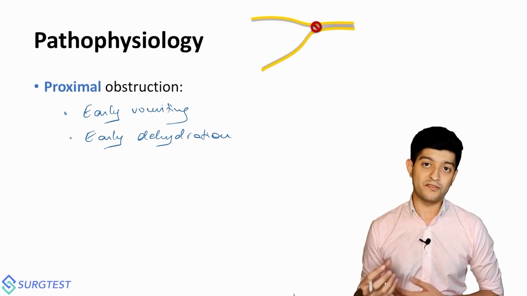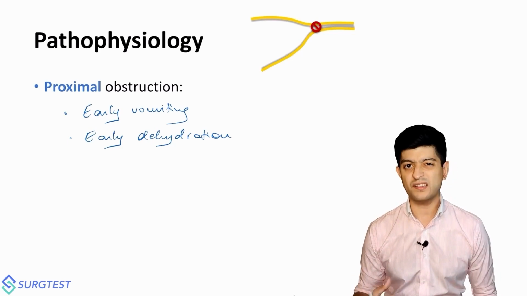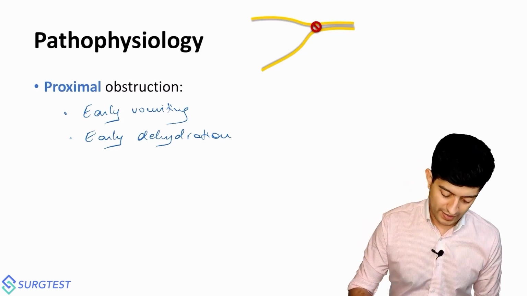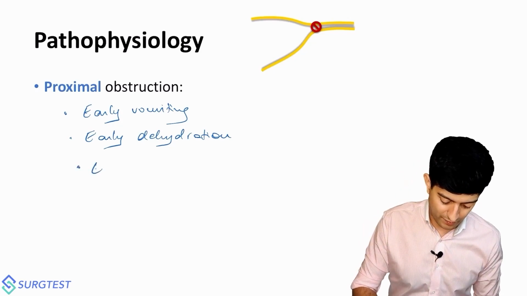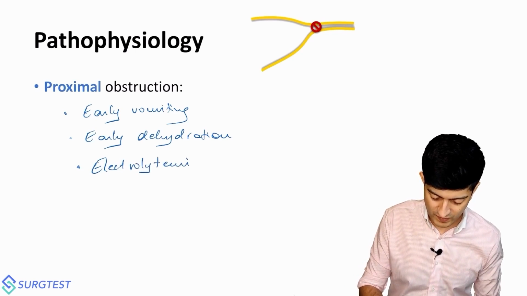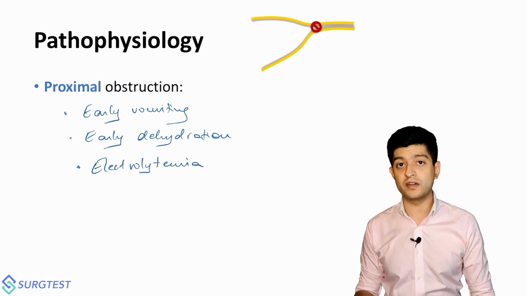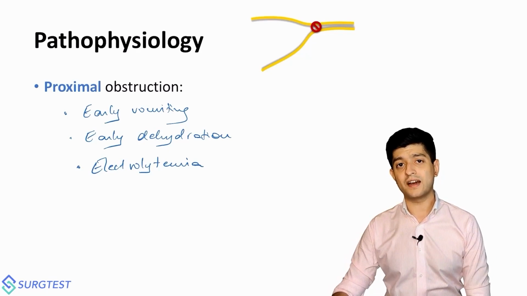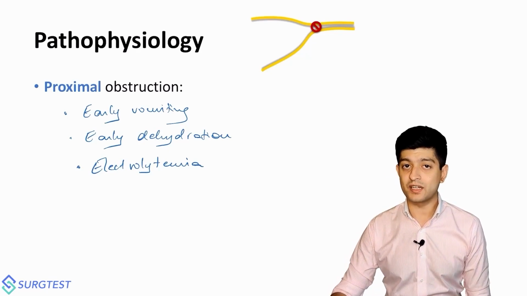This patient is going to have very quick early vomiting, severe dehydration, and then they're going to have dyselectrolytemia in the form of hypokalemia, hypochloremia, and these patients also, because they're losing acid, end up becoming alkalotic.